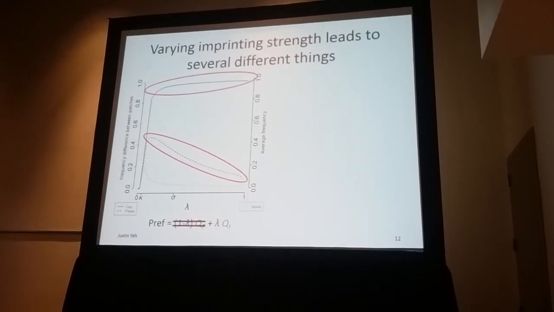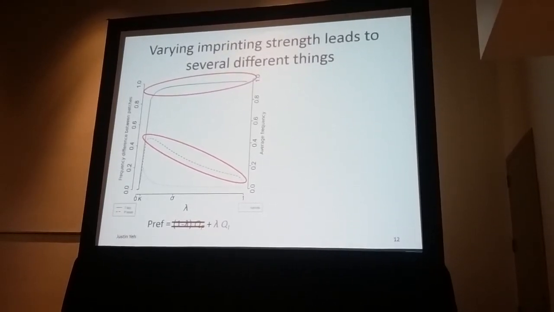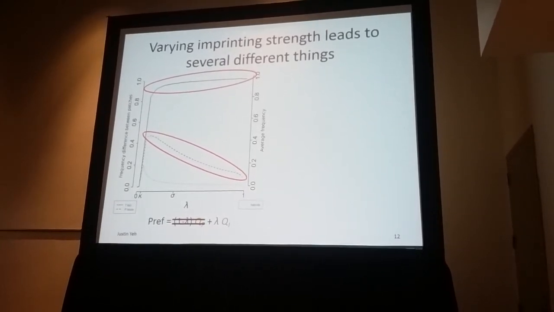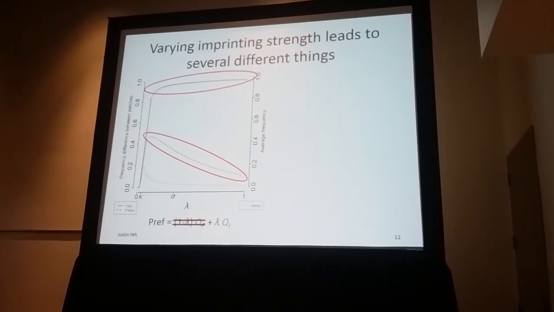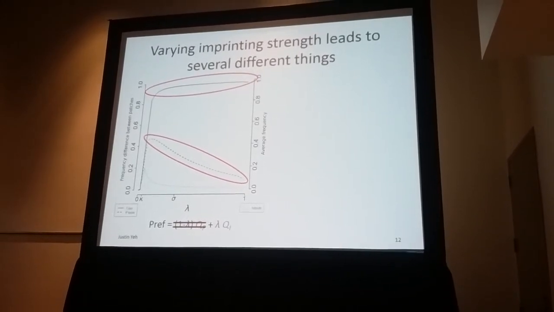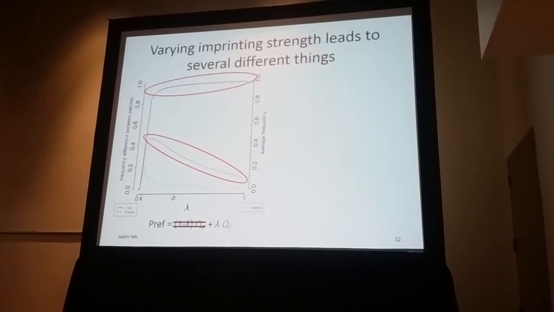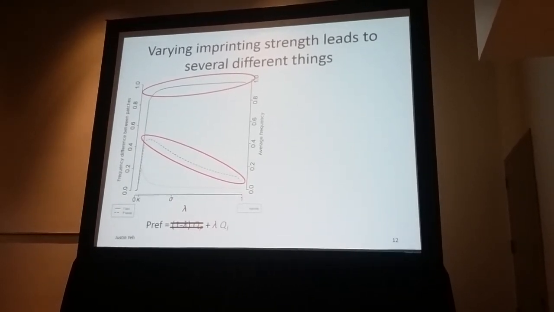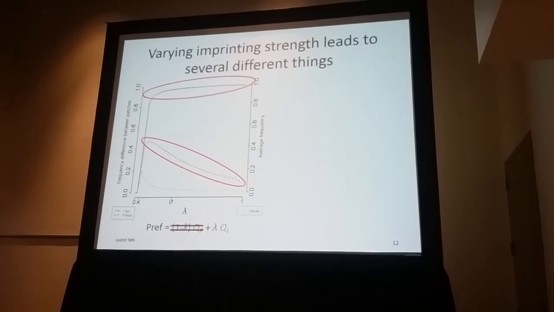The second thing is this line, which is the trait divergence. You can see it is way higher than the preference divergence. And furthermore, even at low imprinting strength, it is still very different. And the reason is that the traits are under direct selection, whereas the preference is only under indirect selection through linkage disequilibrium with the trait. I'll explain that a little more in the next slide.